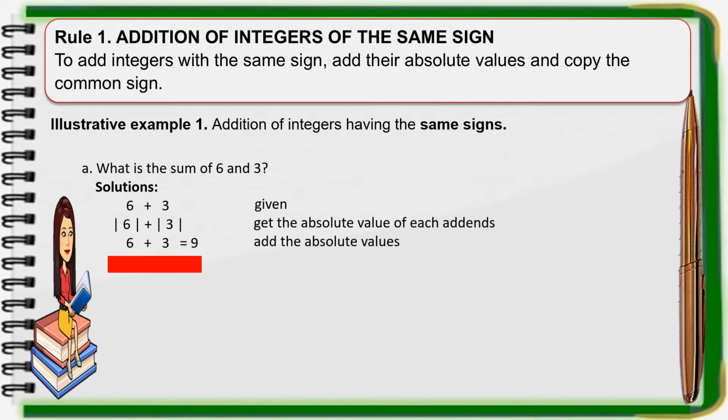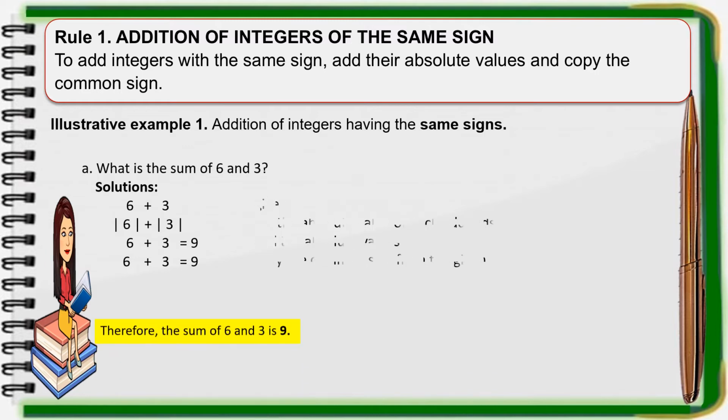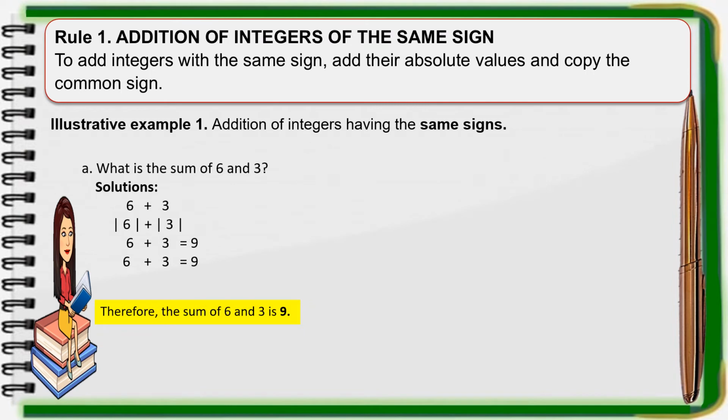And last step, kopyahin natin ang common sign mula sa original given. So, the answer is 9. Therefore, the sum of 6 and 3 is 9.